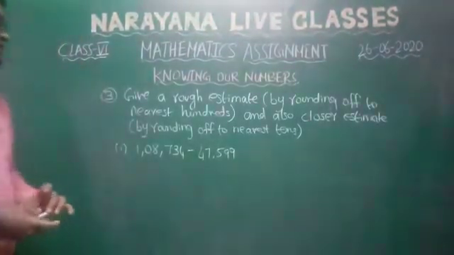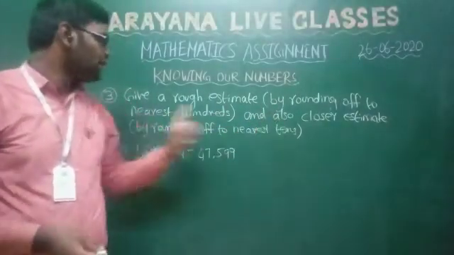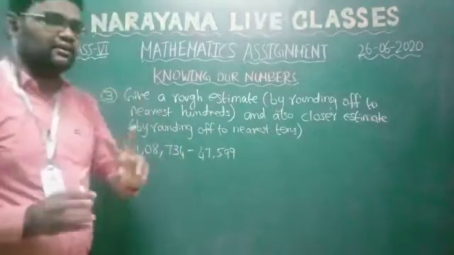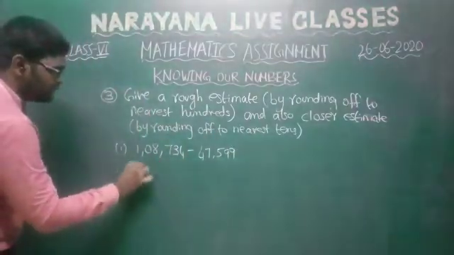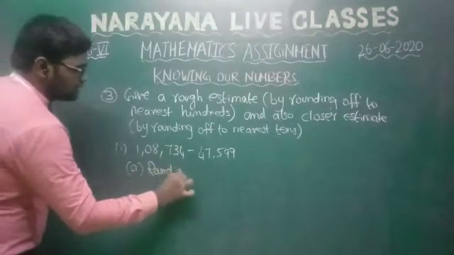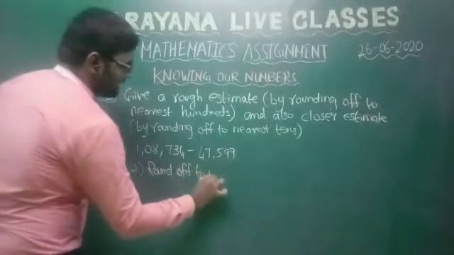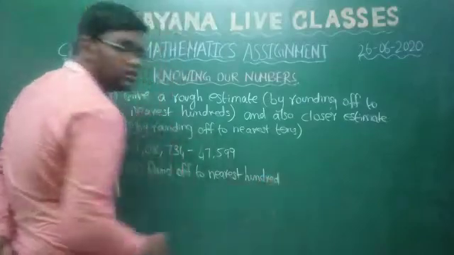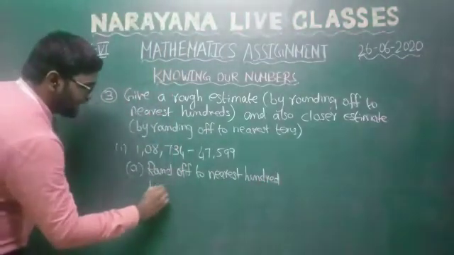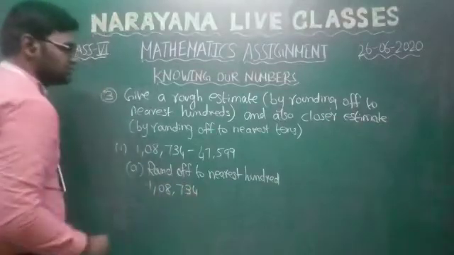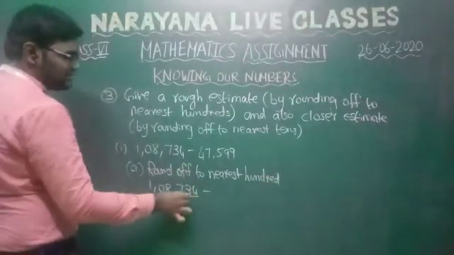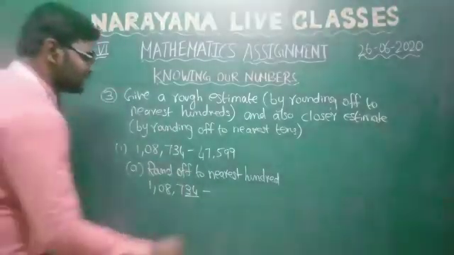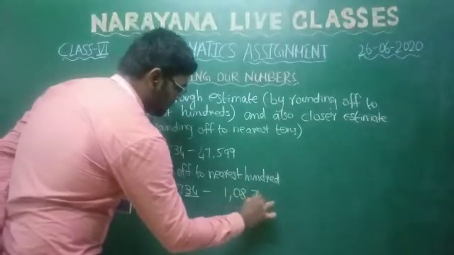Now we will discuss the solution for the third problem. Give a rough estimate by rounding off to the nearest 100 and also a closer estimate by rounding off to the nearest 10. So you have to do both. First we will round off to the nearest 100. 1,08,734: if I want to round off to the nearest 100, you should check the tens place. 34 is less than 50, so you round off down, and you get 1,08,700.